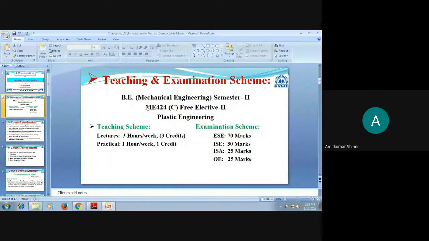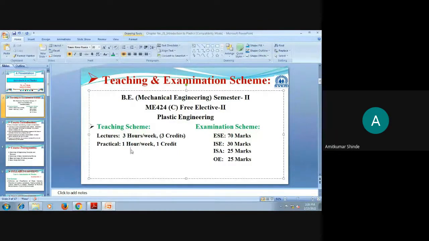As per your syllabus content, they have mentioned 3 hours, but we are going to take 5 hours per week and 2 hours per week of practicals. And then in the examination scheme, the semester examination, your final examination, will carry 70 marks.